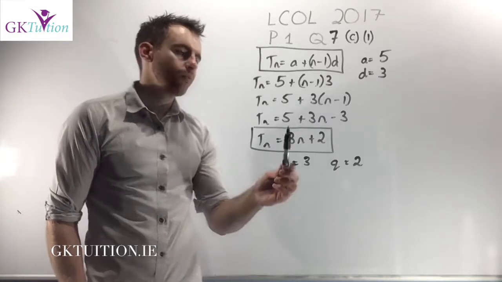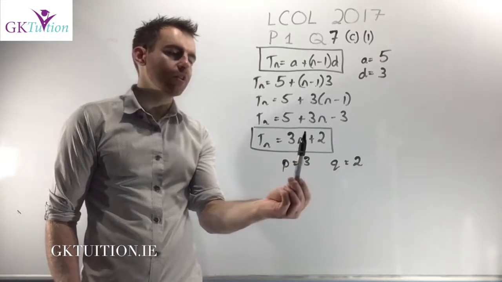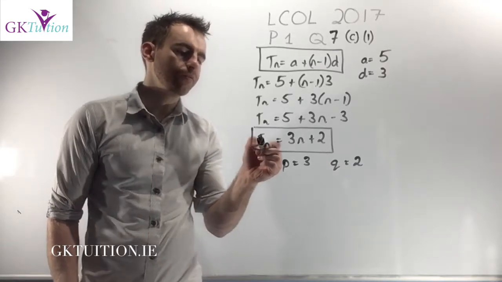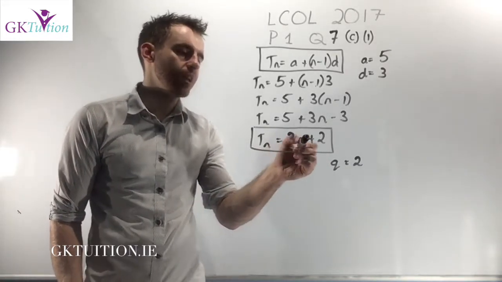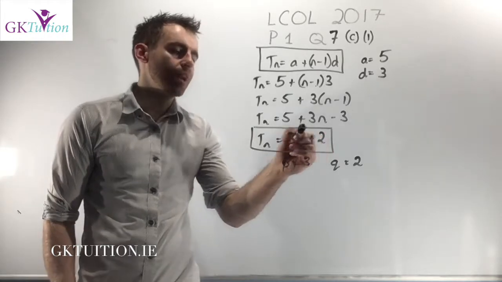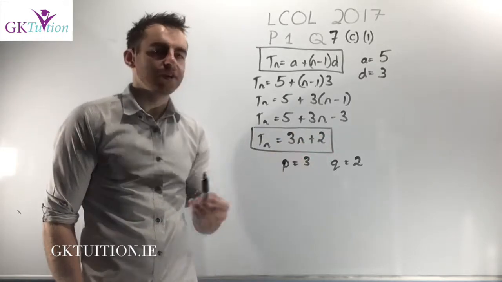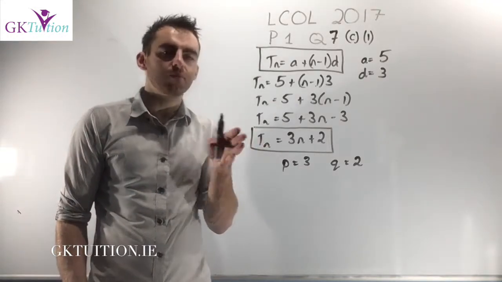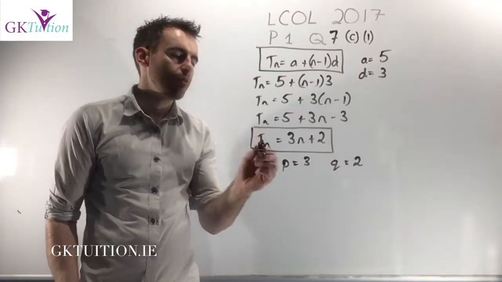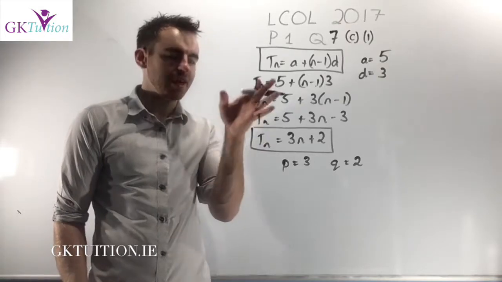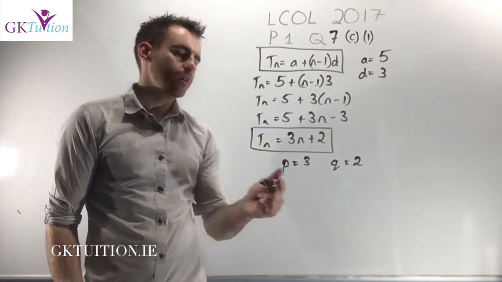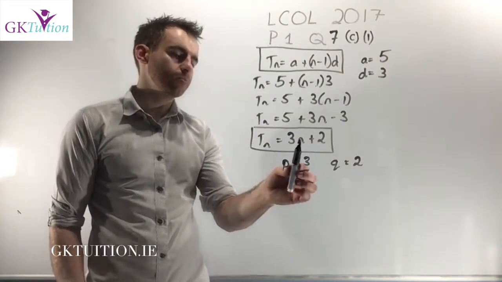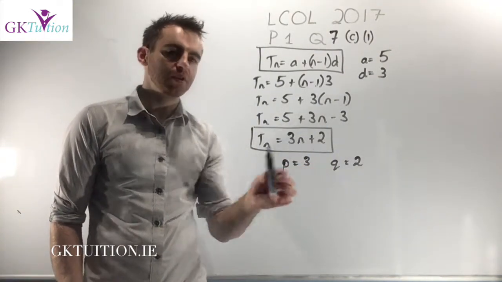To get the general formula then, you just need to add your like terms. 5 minus 3 gives you plus 2. So the general formula, Tn, is equal to 3n plus 2. This formula allows me to figure out how many tiles are in the 20th pattern, or the 50th pattern, or any pattern they ask me for. Remember, they didn't actually ask you to write that, they asked you to find P and to find Q. So your final answer, you should say P equals 3, Q equals 2, because P was the number in front of n, and Q is the number at the end.